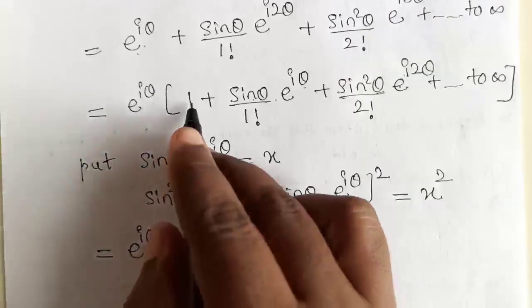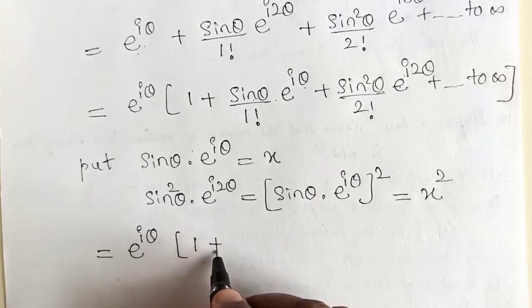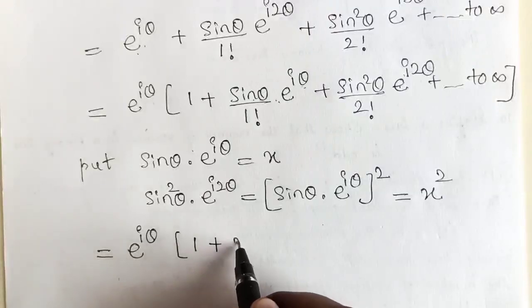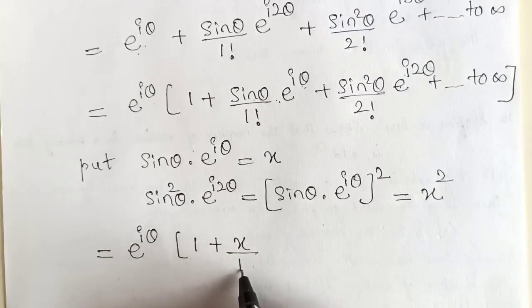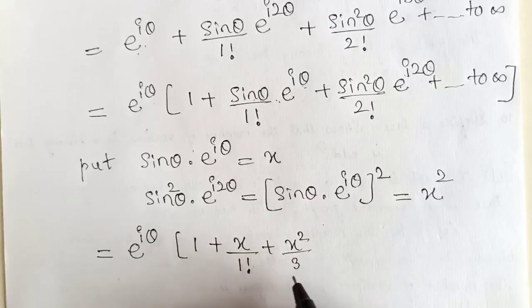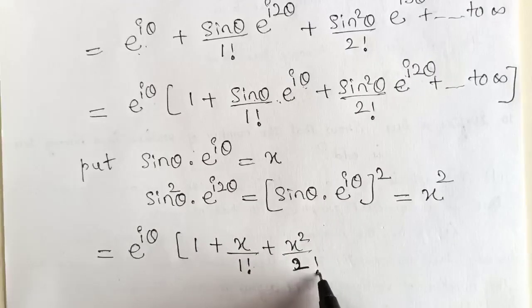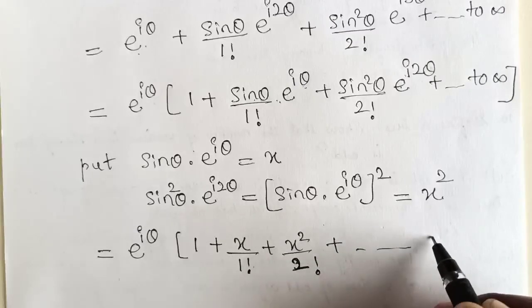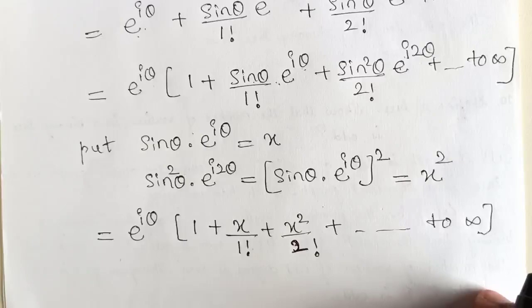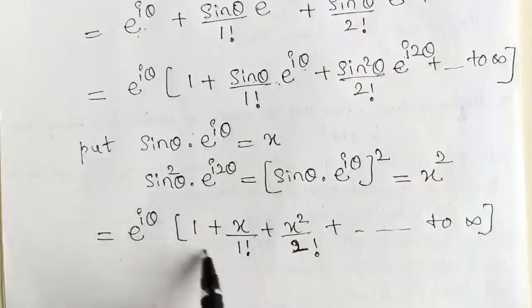Then we write 1 as it is plus sin theta into e raised to I theta, which we have taken as x, divided by 1 factorial as it is, plus x square divided by 2 factorial as it is, and so on up to infinity. Again you can observe that this is the bracket term.